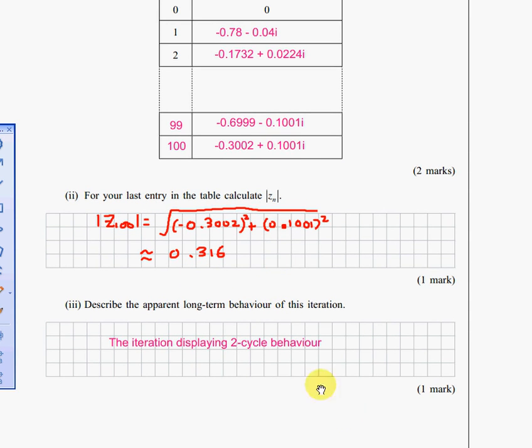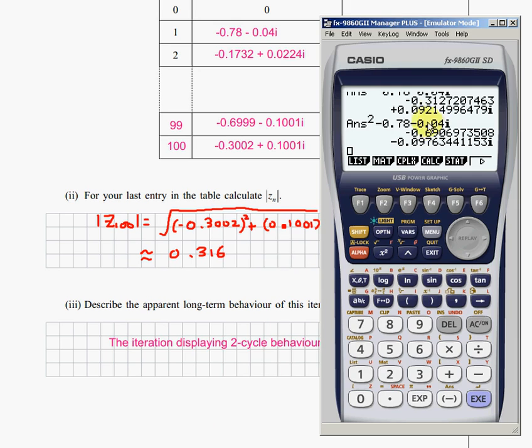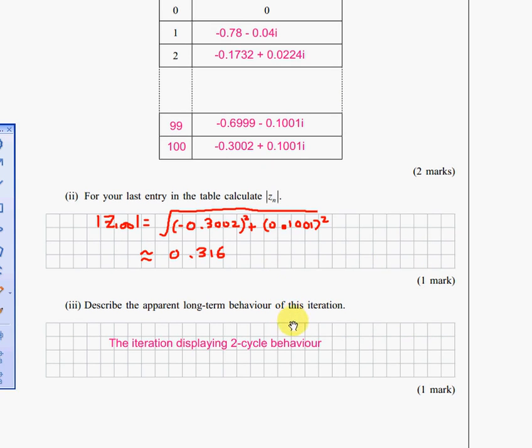So I use 100, this Z100, and got 3.16. And obviously if you look at this later, you'll find that it is displaying two-cycle behavior. I'm going to do the other questions later in other videos, and all the best.